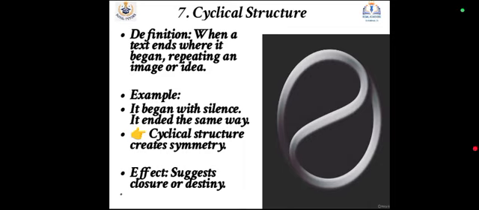The next is the cyclical structure. Cyclical structure is when a text ends where it begins, repeating an image or idea. For example, it began with silence, it ended the same way. Cyclical structure creates symmetry. For effect, it suggests closure or destiny.